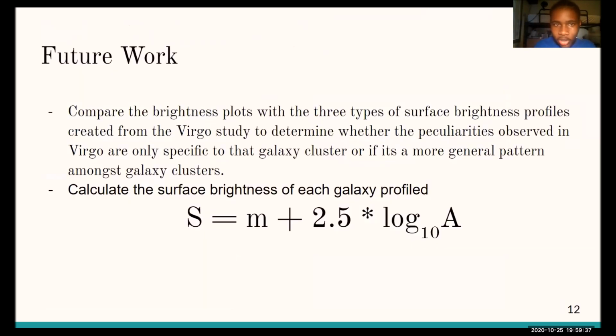Some of the future work that we plan on doing is comparing the brightness plots with the three different types of surface brightness plots created from the Virgo study, to again determine whether the peculiarities are specific to Virgo or a more general pattern. And we're also going to try to calculate the surface brightness of each galaxy using this equation right here: S equals the magnitude of the galaxy plus 2.5 times log base 10 of the area of the galaxy.